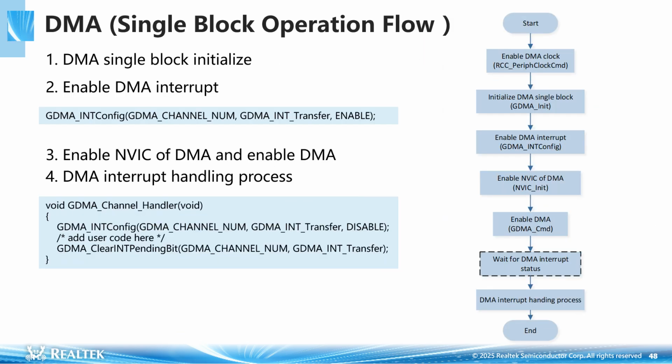The flow for DMA single block transfer is as follows. Step 1. Enable the DMA clock signal. Step 2. Initialize the DMA structure. Step 3. Enable the DMA transfer completion interrupt. Step 4. Start the DMA. Step 5. When the transferred data length reaches the set buffer size, an interrupt is triggered. Step 6. Perform data processing and other operations in the interrupt function.